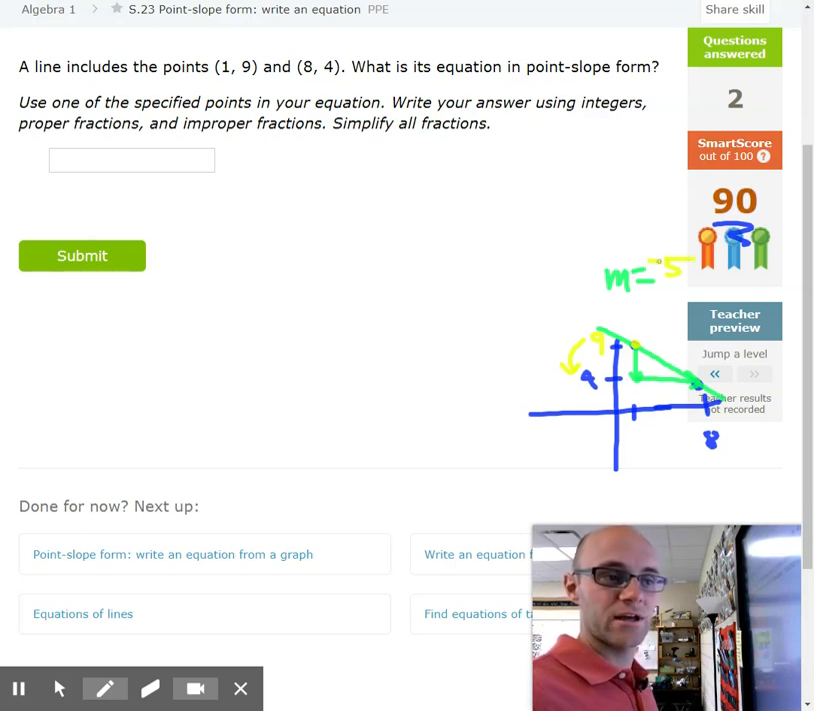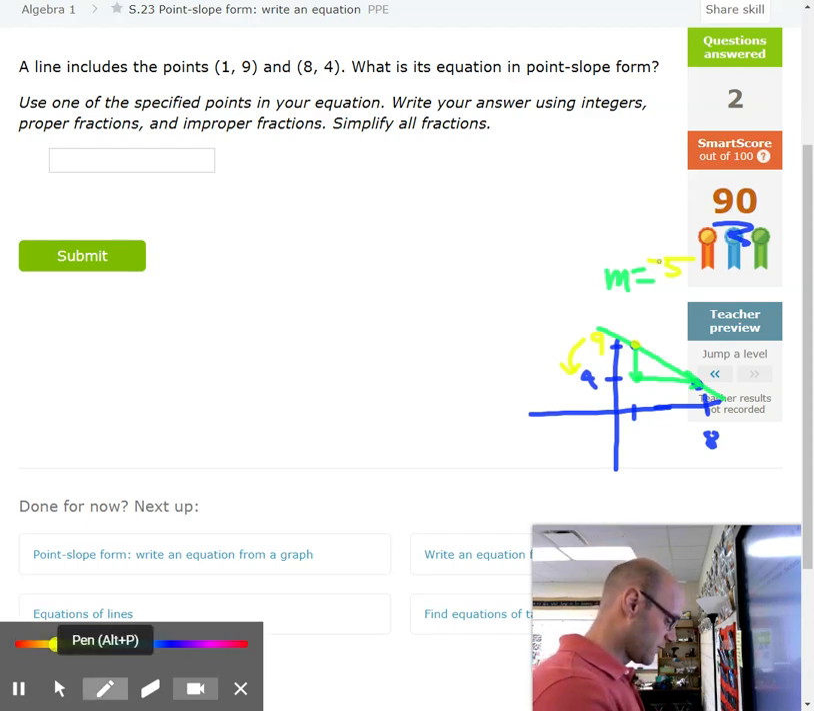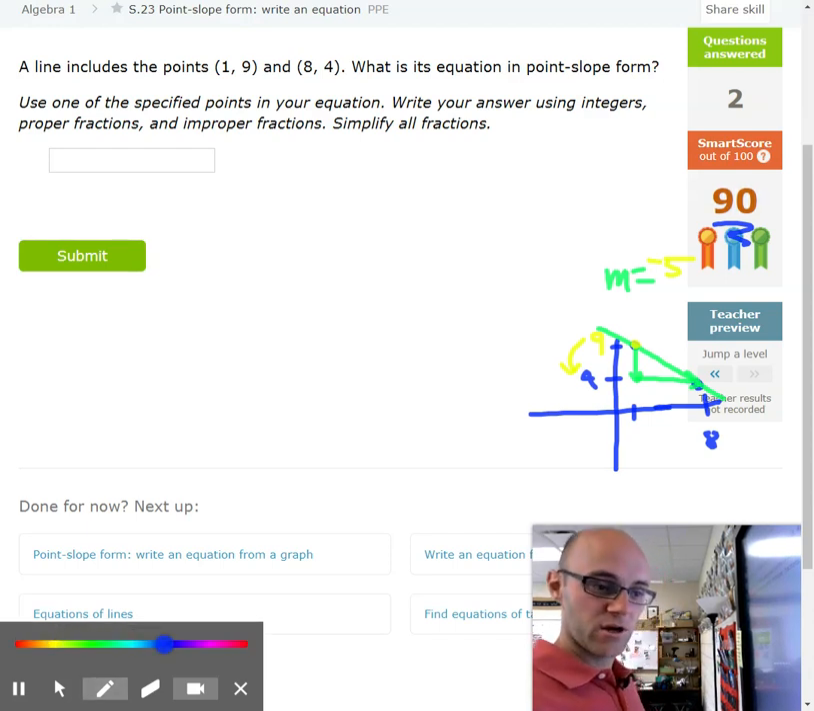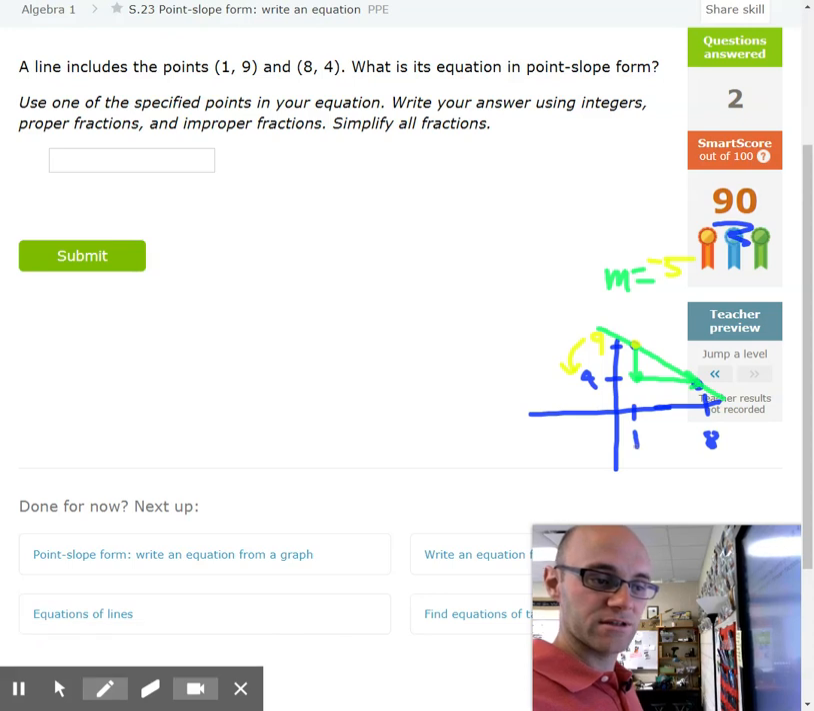And I'll put a negative sign because it goes down. And then some of you might say, well, how much does it run? Well, it goes from 1 to 8, so doesn't it go over 7, right?